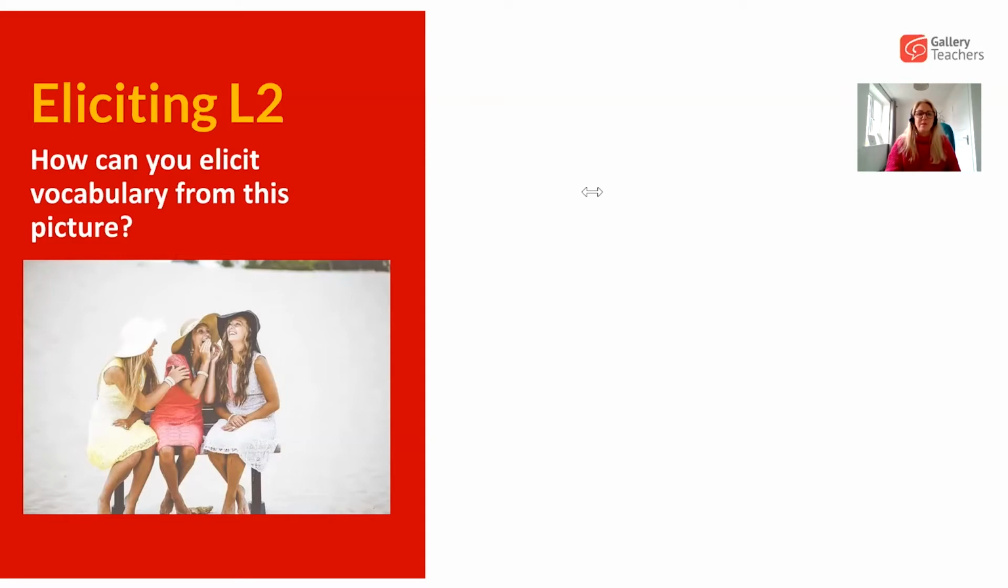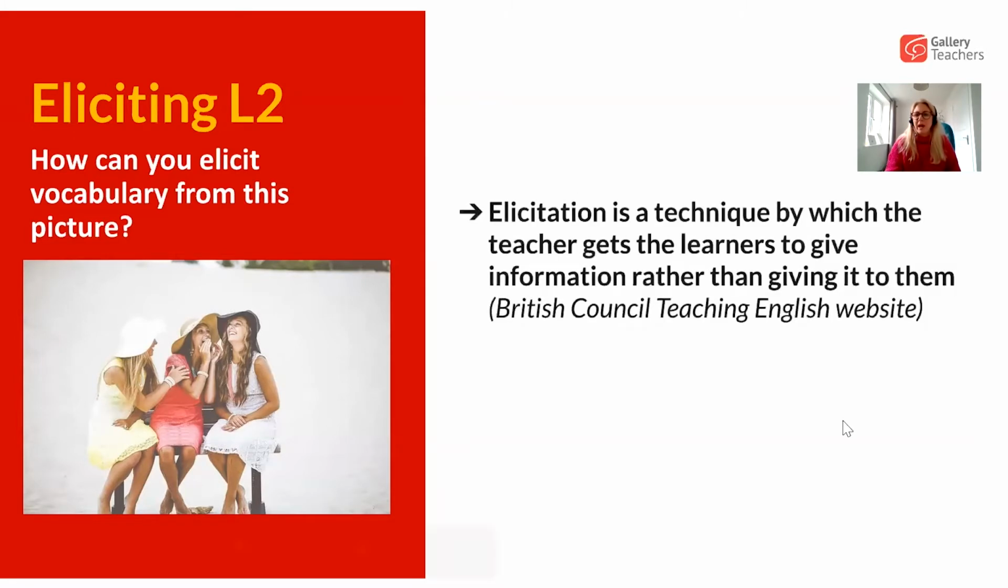Okay, so why do we elicit from our students? Well, collectively, your students have a lot of knowledge, perhaps knowledge of the L2, so the language that they're learning, and certainly knowledge of the real world. This knowledge needs to be activated and used. It's important to remember that the teaching of new knowledge is often based on what your learners already know.